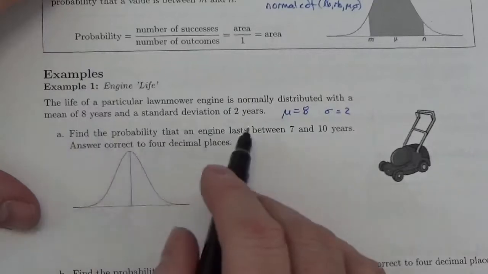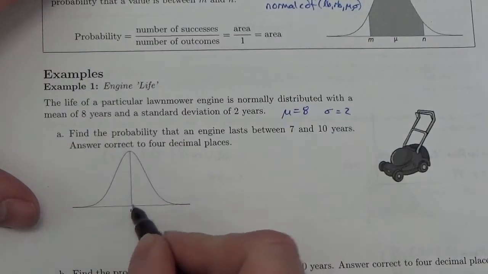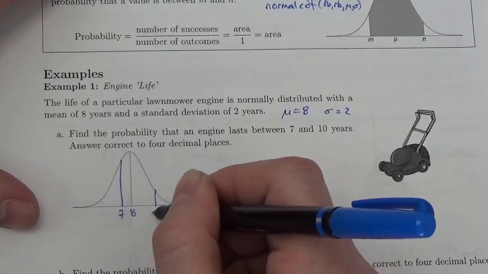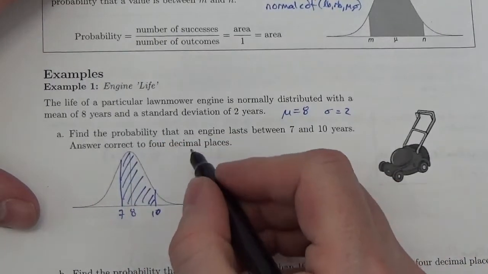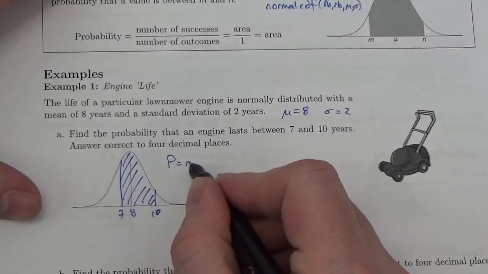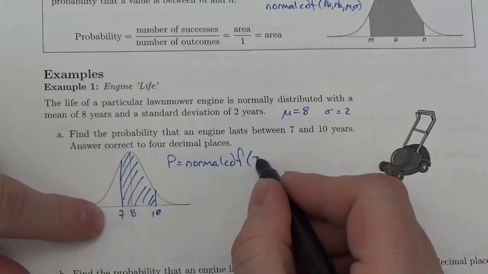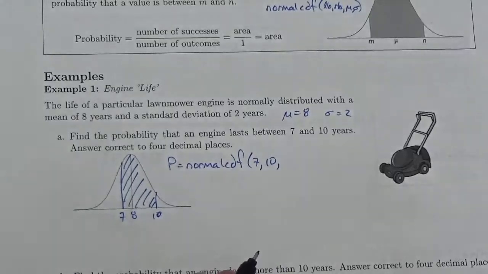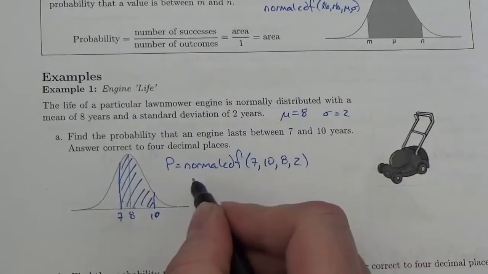Okay. So first of all, we know that the mean here is at 8. And so we're interested in 7 to 10. So I'm interested in this area right here, and that's going to be the probability. So our probability is going to be the normal CDF. Our left bound is going to be 7. Our right bound will be 10. Now, because we're not talking about a standard normal curve here, we're actually talking about data that hasn't been normalized, our mean is 8 and our standard deviation is 2.